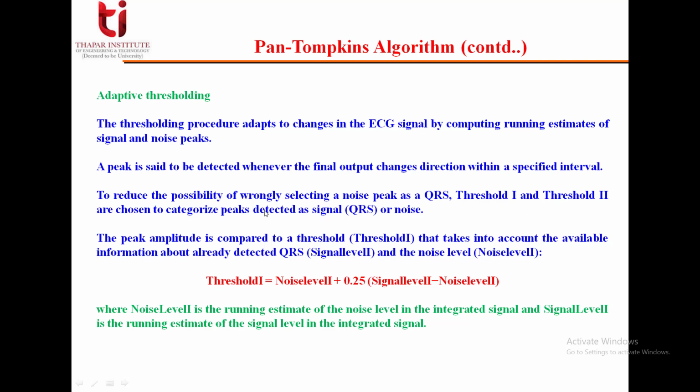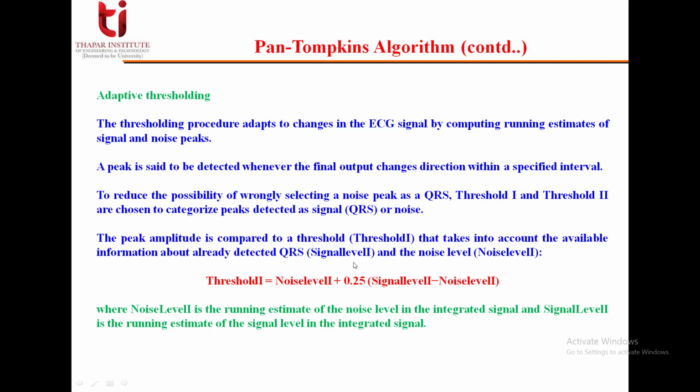So they will categorize whether the detected peak is a QRS signal, that is, the peak corresponds to a QRS complex, or it is maybe due to some noisy artifact. The peak amplitude is compared to a threshold, threshold 1, that takes into account the available information about the already detected QRS signal level, or we can say the noise level.